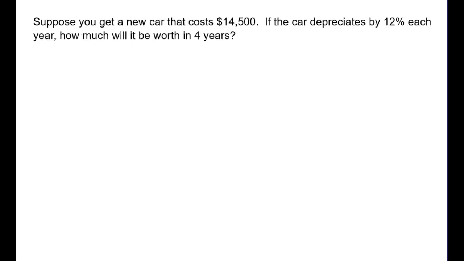Example 2. Suppose you get a new car that costs $14,500. If the car depreciates by 12% each year, how much will it be worth in 4 years? Depreciate, think decrease. That's how much the value of the car is going down each year. So we're still going to have that same type of equation last time. Instead of A, I'm going to use V, representing the value of the car at a given time after so many years. So V is equal to, we want to write the original amount. We got the car for $14,500.